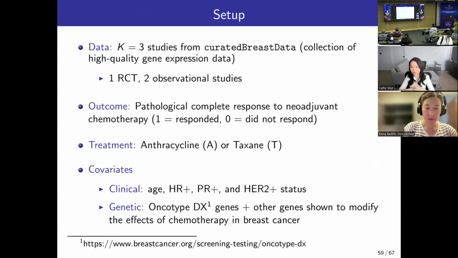We had 1 randomized controlled trial and 2 observational studies. The outcome is pathological complete response to chemotherapy, 1 meaning complete disappearance of the tumor and 0 otherwise. For treatment, we're comparing 2 chemotherapies, A versus T. And we looked at a number of covariates, including clinical covariates, including age, tumor variables related to the tumor status, and also genetic variables, including the oncotype DX gene. So this is a breast cancer screening test that's used by oncologists in practice to determine which treatment to assign to patients, in addition to other genes that were shown to modify the effects of chemotherapy in breast cancer.